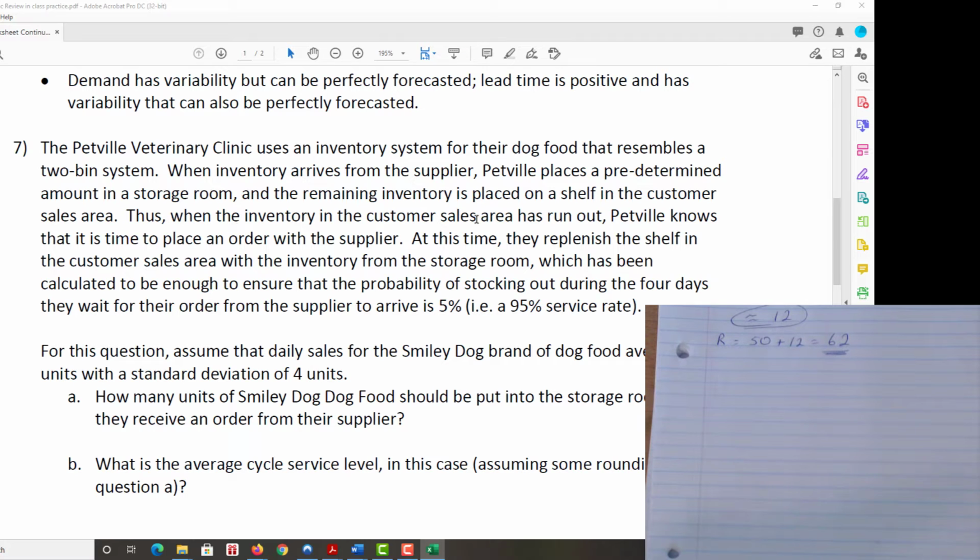Thus, when the inventory in customer sales runs out, Petville knows it's time to place an order with the supplier. At this time, they replenish the shelf in the customer sales area with the inventory from the storeroom, which has been calculated to be enough to ensure that the probability of stocking out during the 4 days as they wait for the order is 5%. So we have essentially a cycle service level of 95%. Okay, so we meet customer demand 95% of the time, which means we don't 5% of the time.